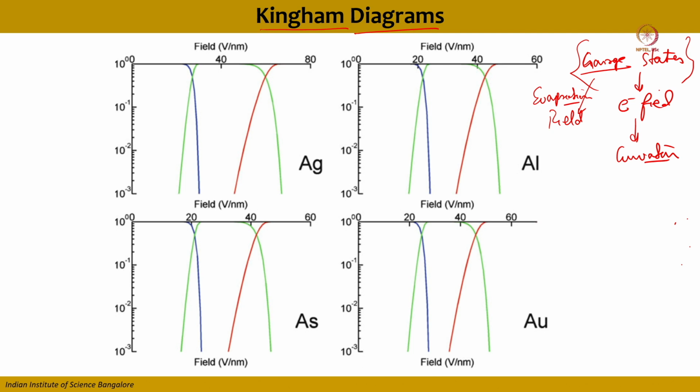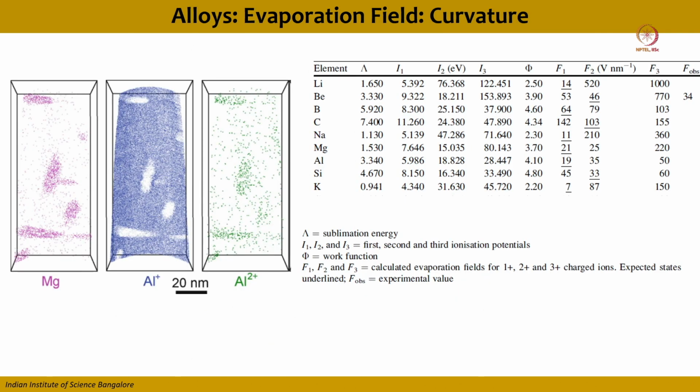So these Kingham diagrams, you can see that on the x-axis this is the field, and this is the ratio of the charge, and you can see that these different colors correspond to different charge states. I have given you an example of the effect of curvature on the atom map, which is related to the charge state of that particular element.